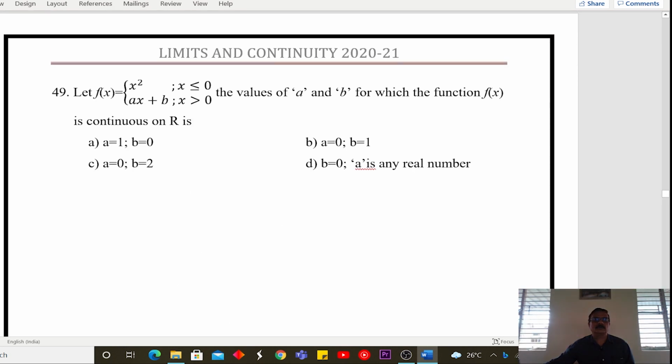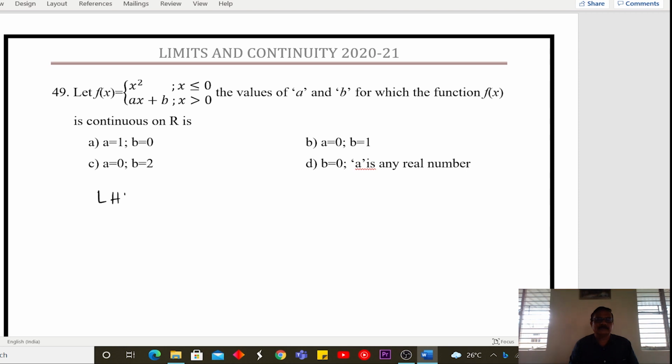Then question number 49. What is in question 49? Let f of x equal to x square if x is less than or equal to 0, and ax plus b if x is more than 0, then the values of a and b for which the function f of x is continuous on R. Okay, now to find the value of a and b. Now here inequalities are given, less than as well as more than. So what can you do to find LHL and RHL?